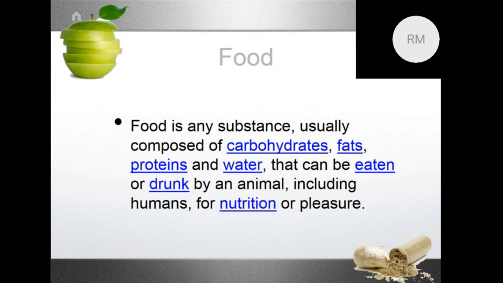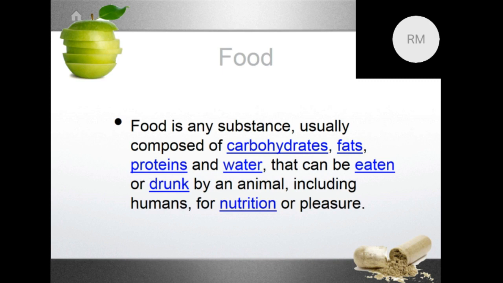So food, let us look at food first. Food is a substance which usually is composed of carbohydrates, fats, proteins, and water, and this is eaten or drunk by an animal. It's used for both nutrition and pleasure. This is also acknowledged in Ayurveda, because Ayurveda says that when you consider food, not only nutrition but also taste and palatability matter. Food is something which when we eat, we should also feel that pleasure. So this is the way food is defined.